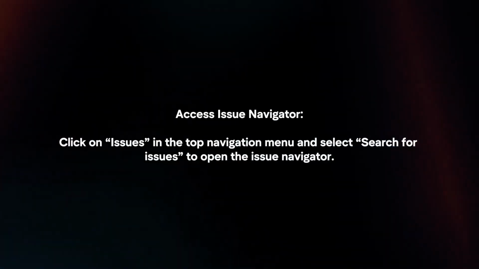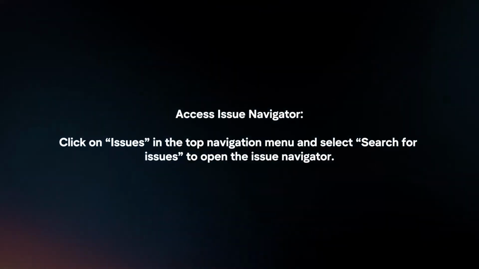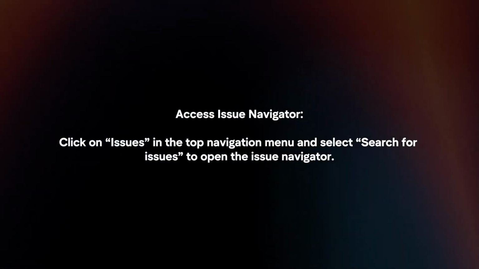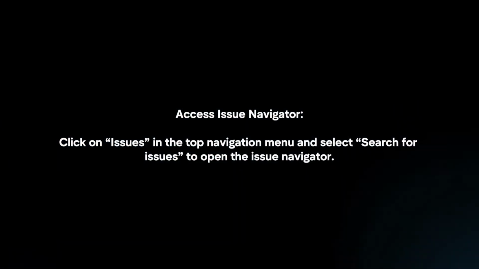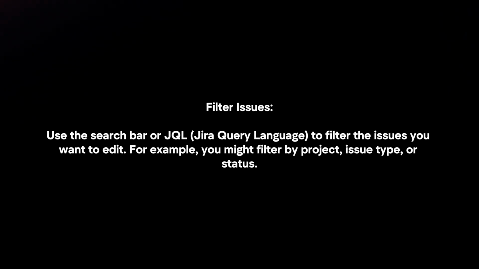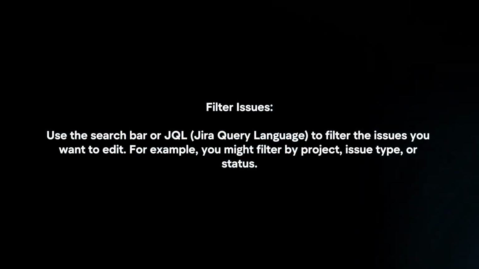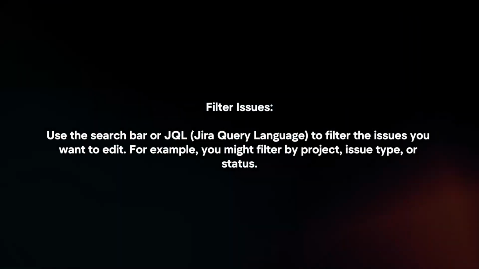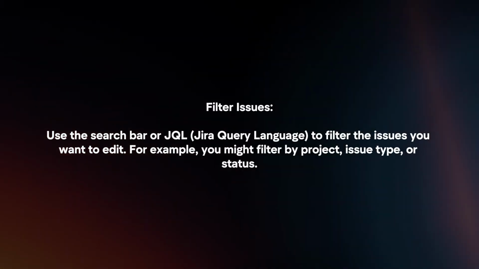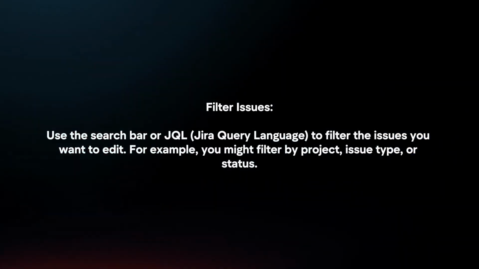Access Issue Navigator. Click on Issues in the top navigation menu and select Search for Issues to open the Issue Navigator. Filter issues. Use the search bar or JQL to filter the issues you want to edit. For example, you might filter by project, issue type or status.